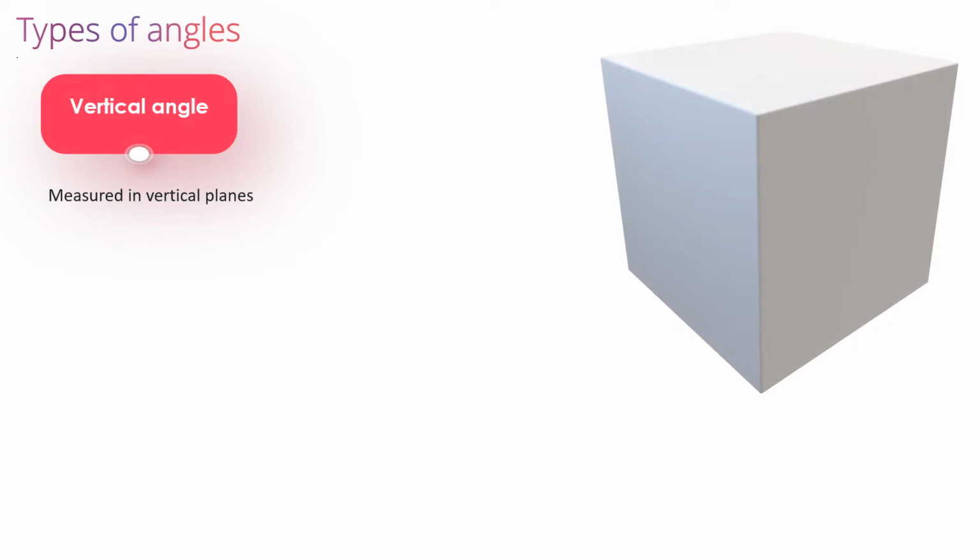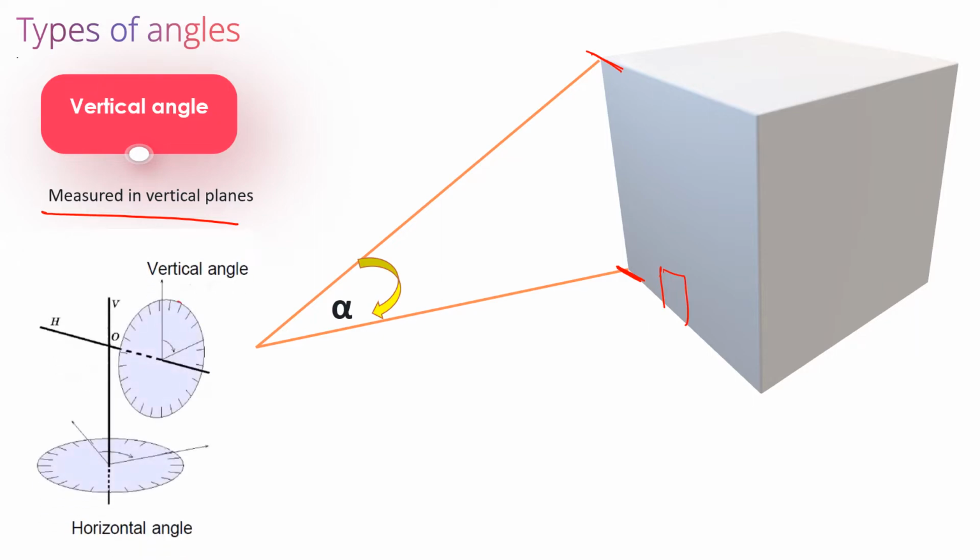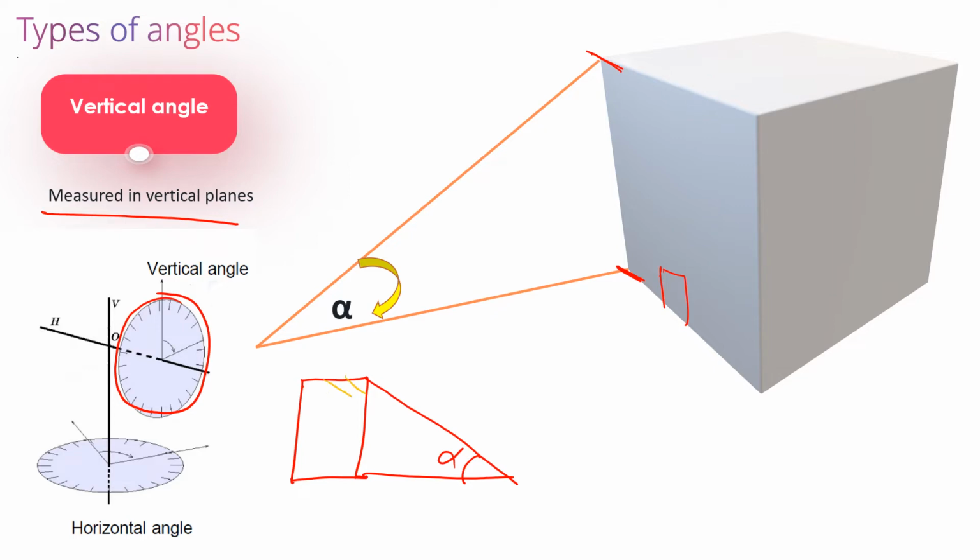Next is the vertical angle, and it is the angle that is measured in a vertical plane. Again, if we have this building, and you measure the angle from the base of the building to the top of the building, this angle is in the vertical plane, as you can see right here. That is why this angle is called the vertical angle, and we normally use this kind of angle to measure the angle of elevation of things. If you're trying to measure the angle from the ground to the height of the building, then this angle is called the vertical angle.